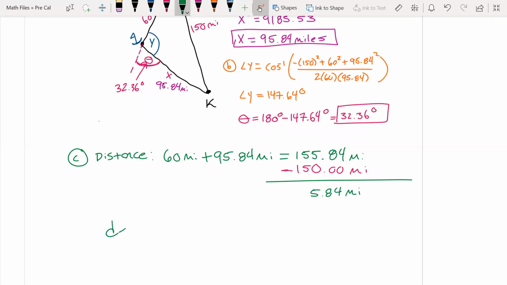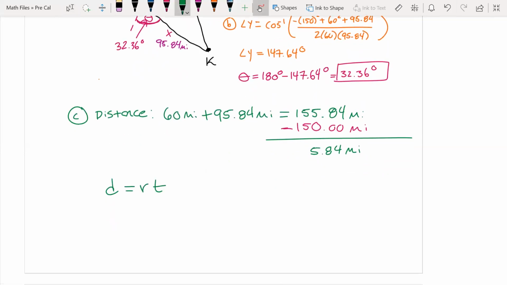So remember that we can use the distance formula to solve for time. If you rewrote this as d over r equal to time, how many more miles do we have to travel? 5.84. How fast are we going? 15 miles per hour. And what is 5.84 over 15?